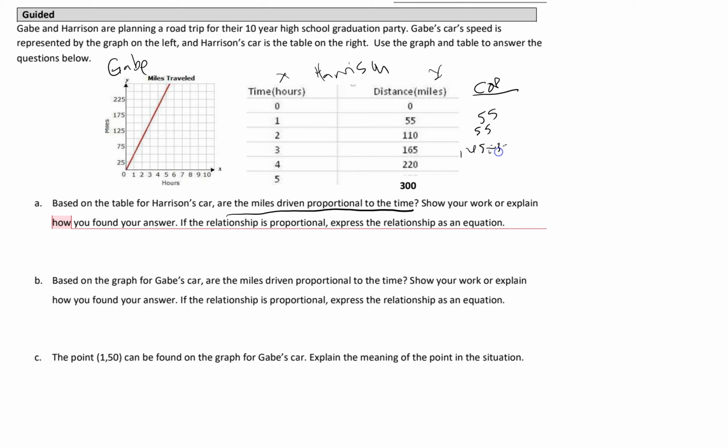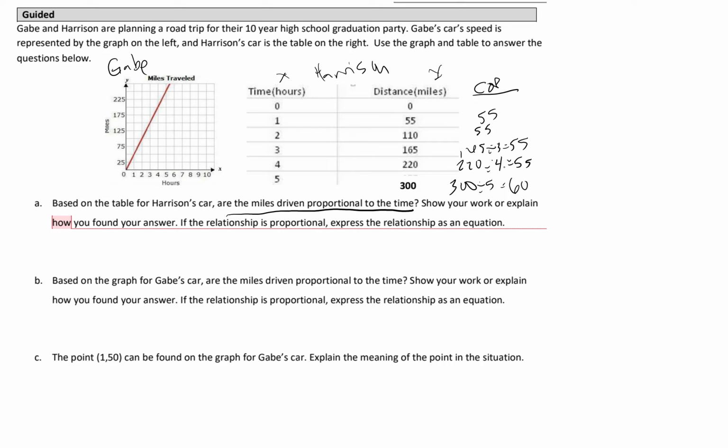165 divided by 3 is 55. You'll notice I'm checking all of them because they all need to match. 220 divided by 4 is 55. 300 divided by 5 is 60. So, is it constant? I think not.